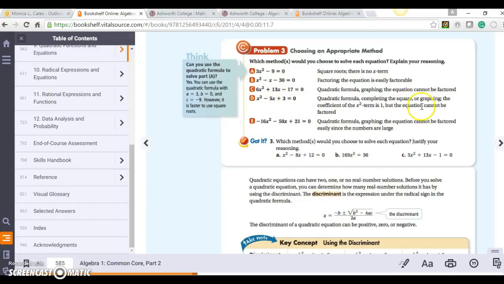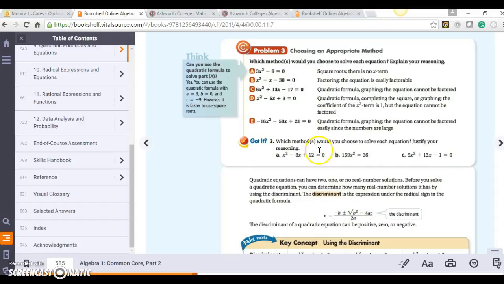But they eventually say the equation cannot be factored. So the quadratic formula is probably your best bet, or factoring. And then the next one, again, I have really big numbers, and so I don't want to just try factoring. I can't just solve it because I have a middle term, so the quadratic formula would be the easiest, or graphing it.